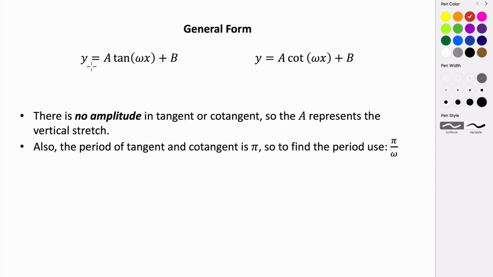So here's the general form. y equals a times the tangent of omega x plus b, and a times the cotangent of omega x plus b. a, b, and omega still have the same effect that they do in the sine function. However, there's no amplitude for the tangent function because there's not a maximum or minimum value. So what a represents is just the vertical stretch of our function. Also, we know that the period for the tangent and cotangent is pi. So in order to find the period, we use pi divided by omega rather than 2 pi divided by omega like we did for sine and cosine.